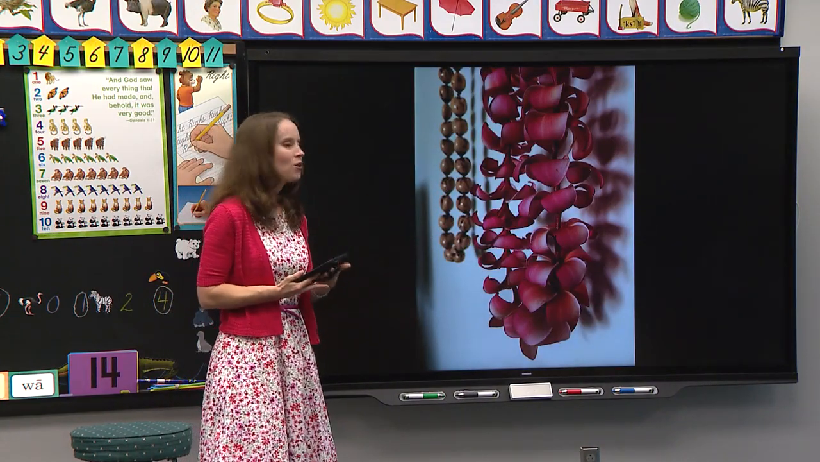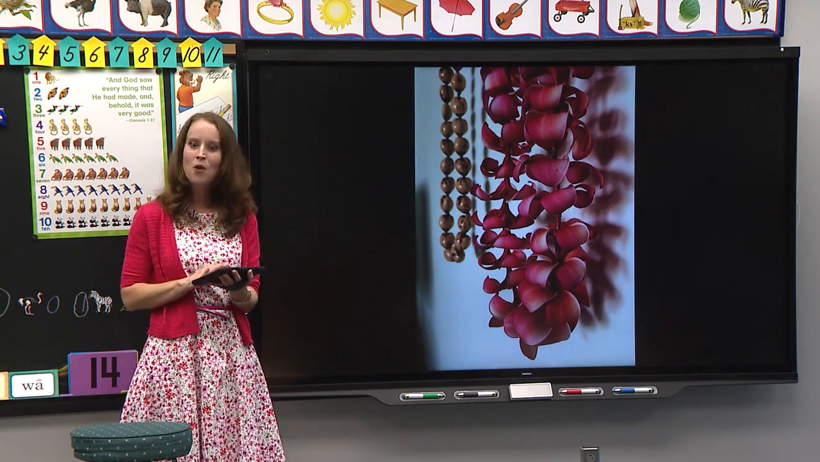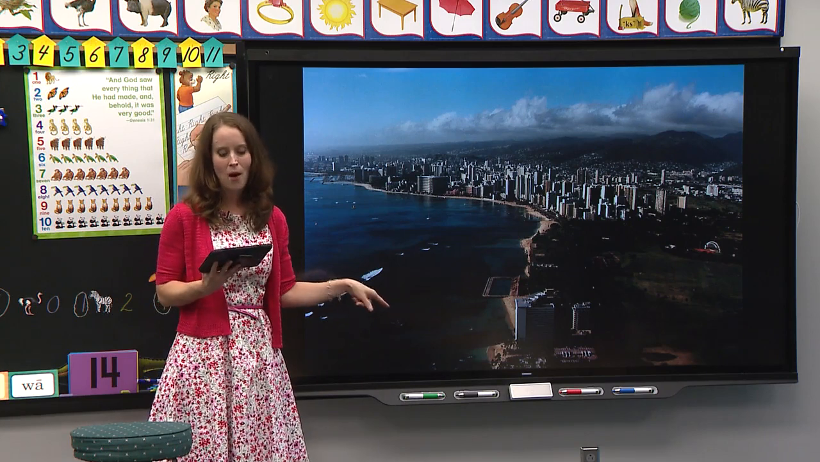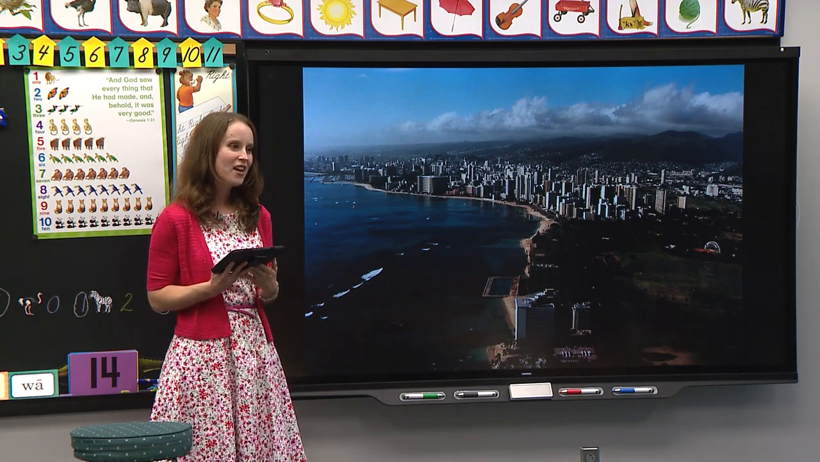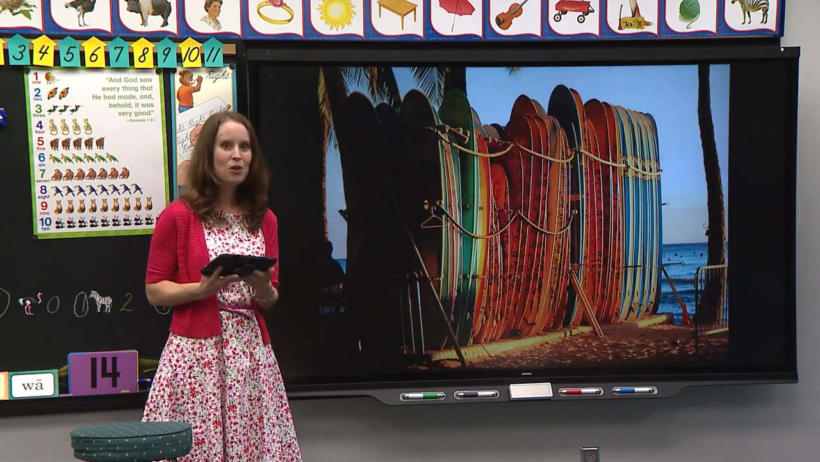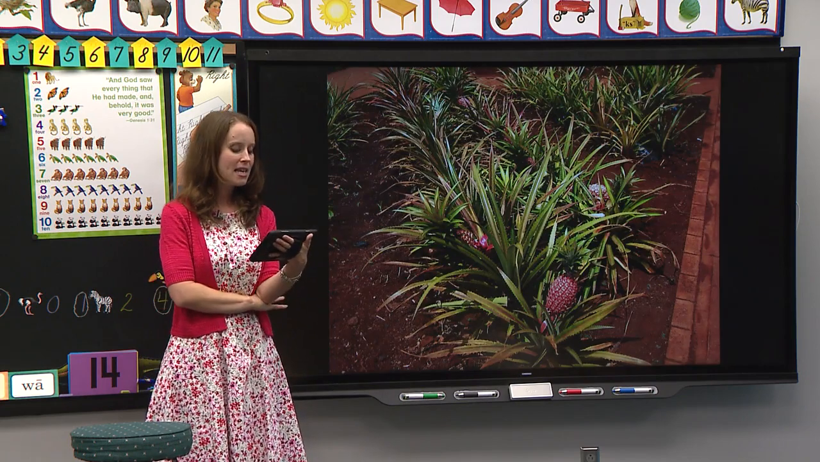Now there's another picture of those beautiful leis, those flower necklaces that you can get when you come to the state of Hawaii. This is one of the busiest beaches in Hawaii. It's called Waikiki Beach. And at Waikiki Beach, you can do swimming or you can surf. So lots of fun things to do. There are some surfboards that you might use if you visit Waikiki Beach.